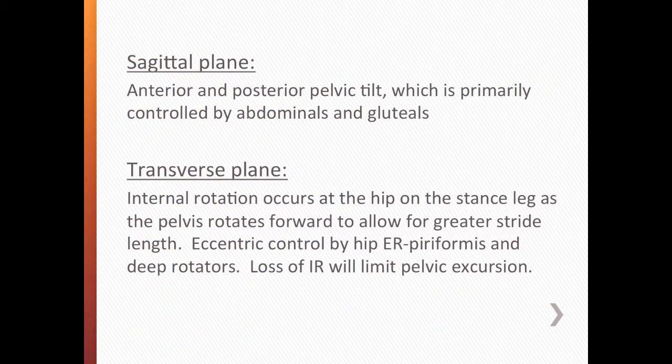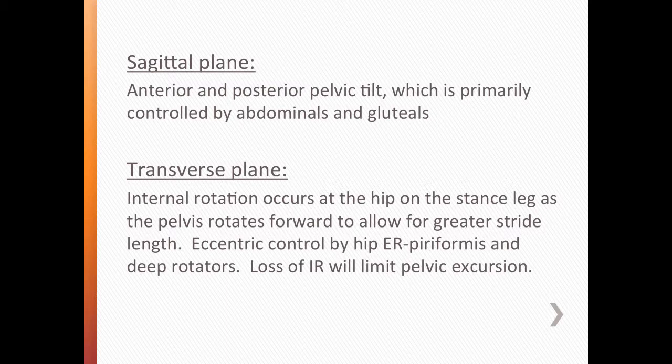And in the sagittal plane, the anterior and posterior pelvic tilt, which is primarily controlled by the abs and the glutes. And then in the transverse plane, we have internal rotation, which occurs at the hip on the stance leg as the pelvis rotates forward to allow greater stride length.